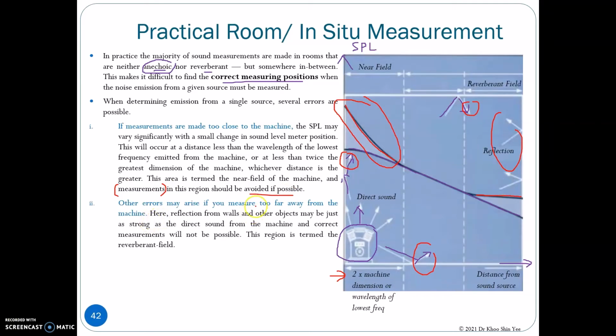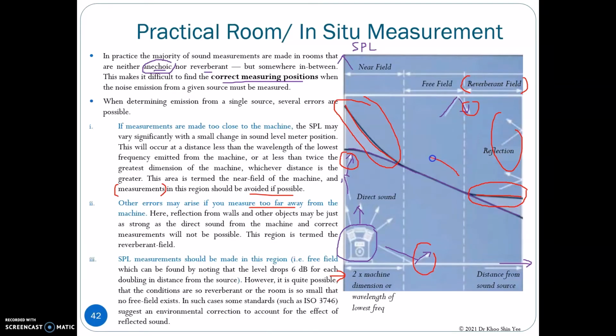On the other hand, if you measure too far away from the machine, for example in this region, the SPL value is equal here due to the reflection. This is known as the reverberant field, and we should avoid taking measurements in this field. Only the middle region here follows the free field condition, and the SPL measurement should be made in this region.